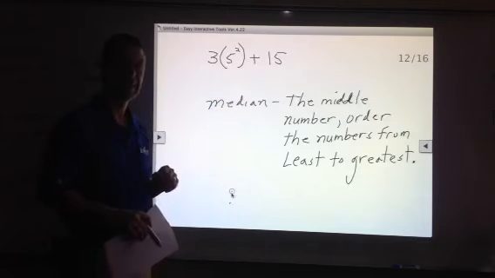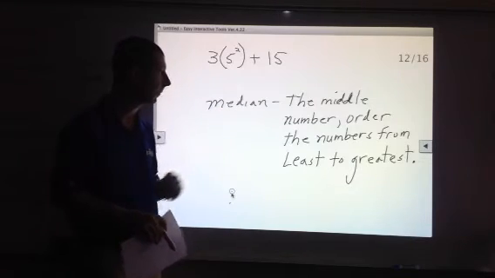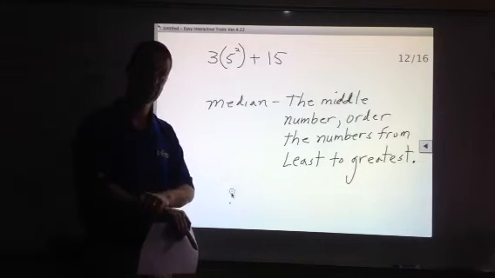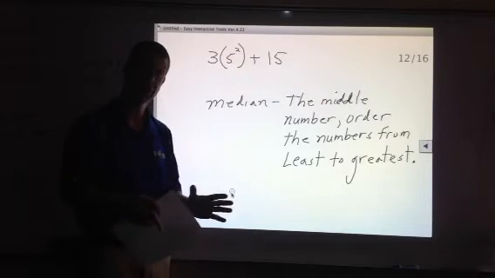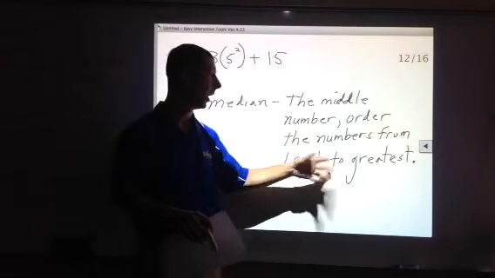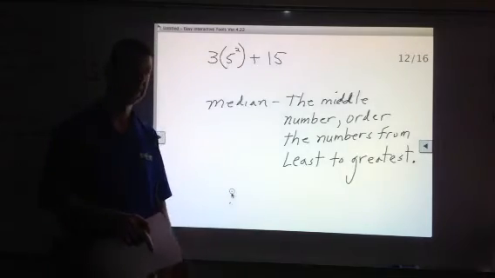You've got to find the median. The median is the middle number, but you've got to remember to order the numbers from least to greatest. And they're already ordered for you, but you've got to pick out the middle number. That's the median.